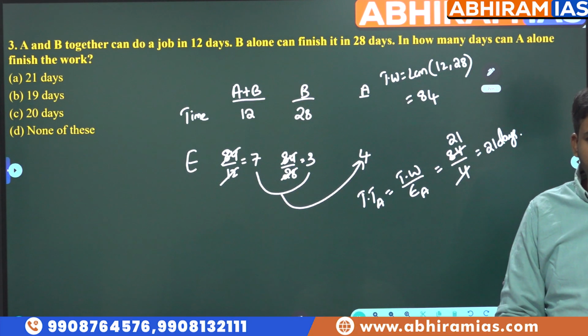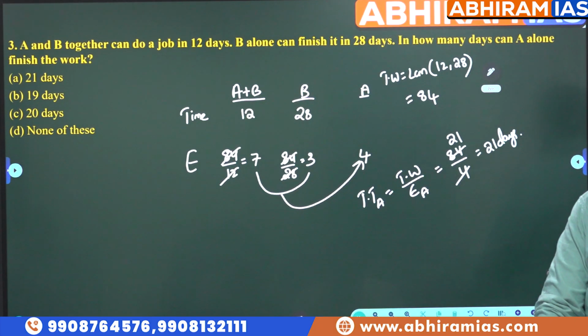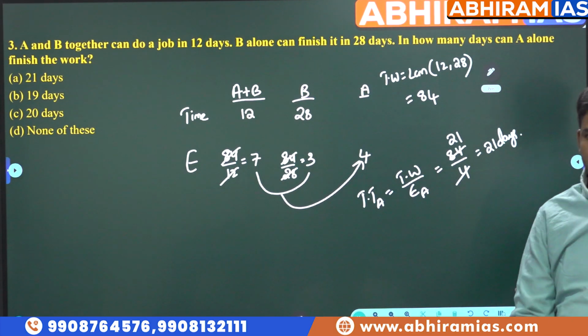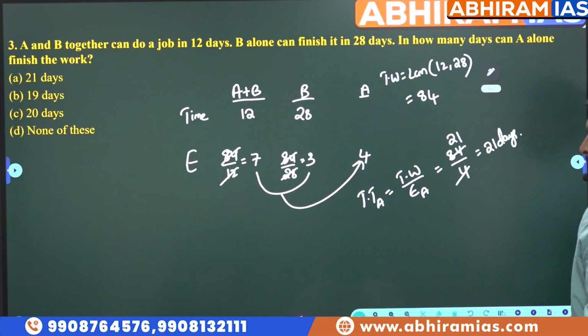This is the method to solve the questions from time and work. Whatever the question, our first target is to find the total work. After finding total work, we will write their efficiencies. And then later, based on the question, we will solve the problem.